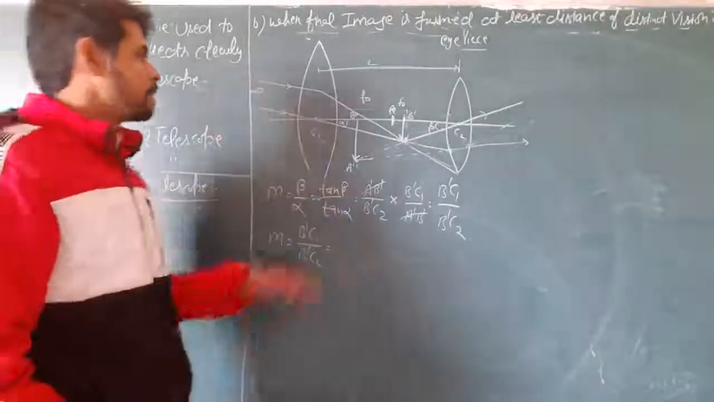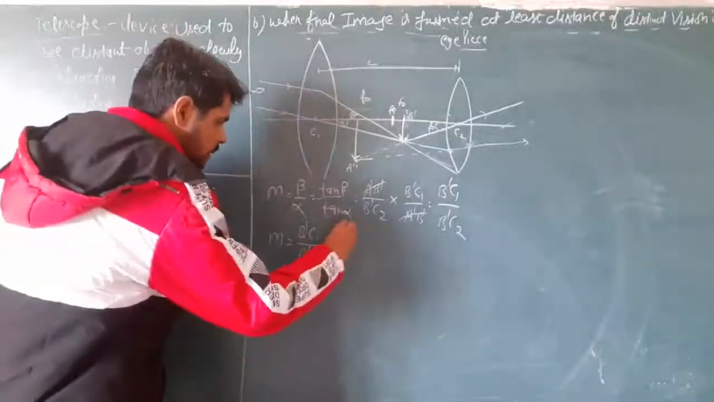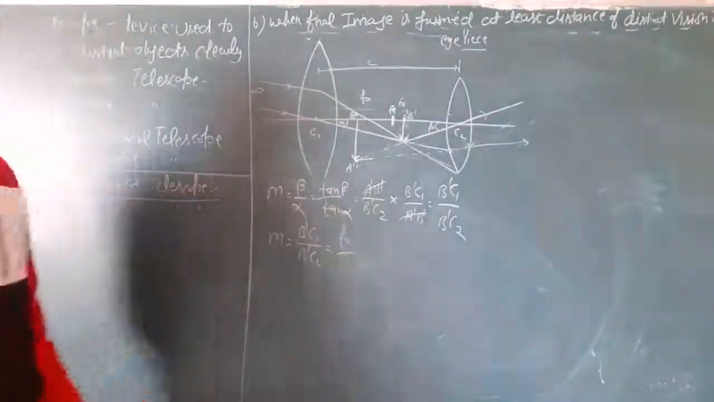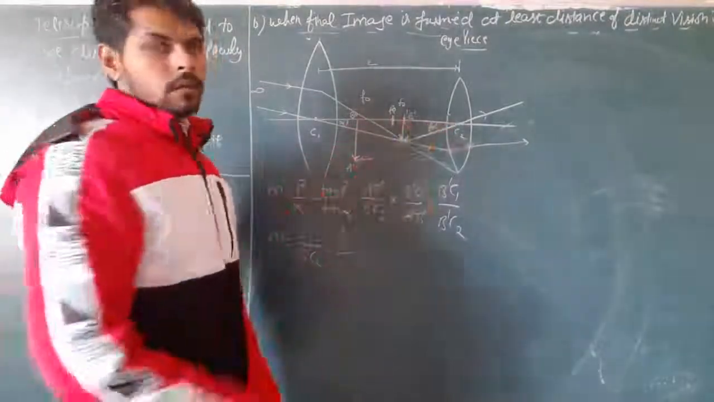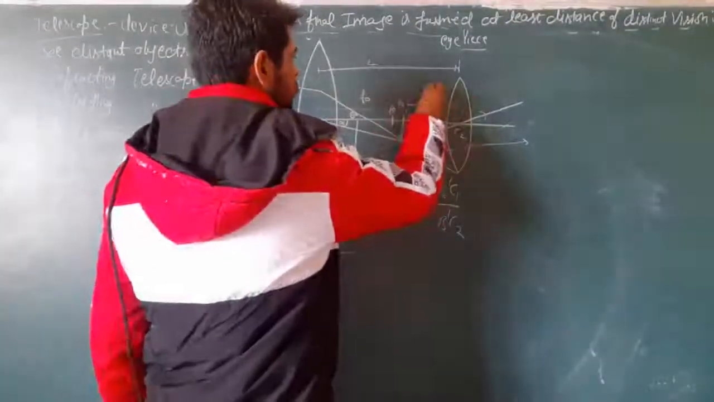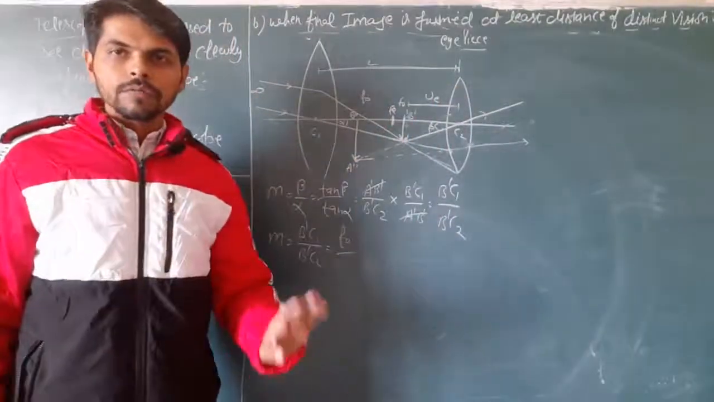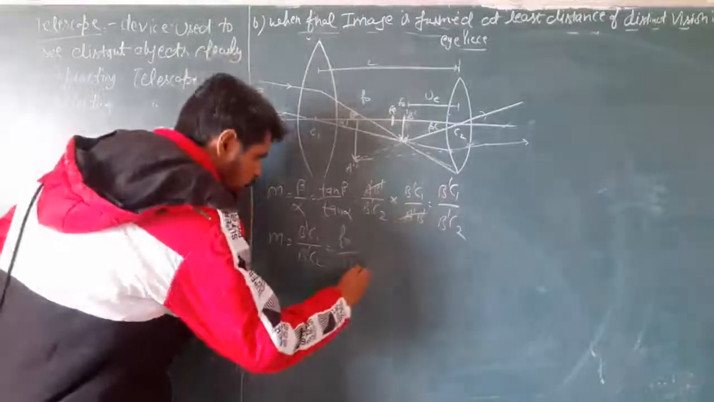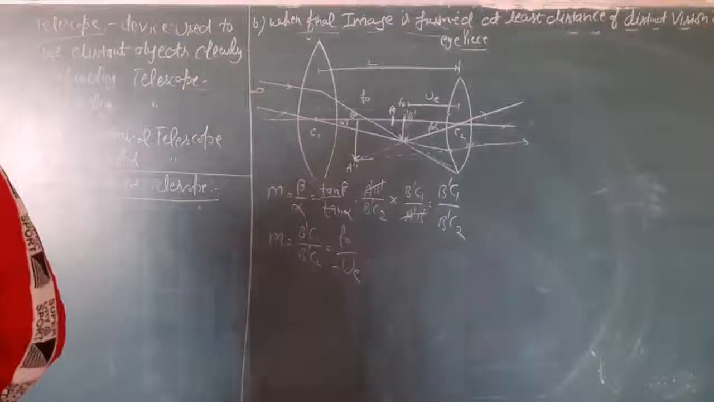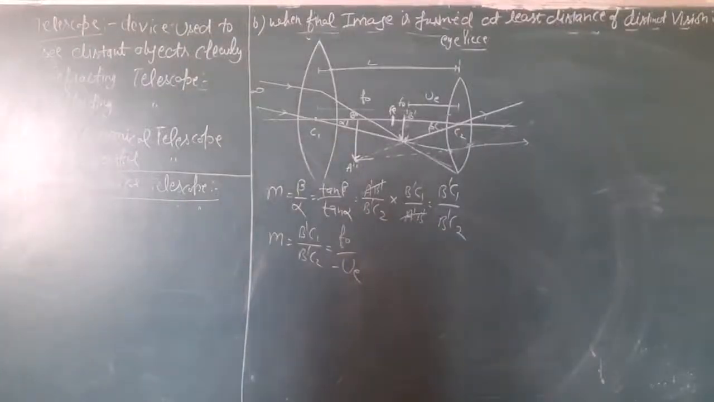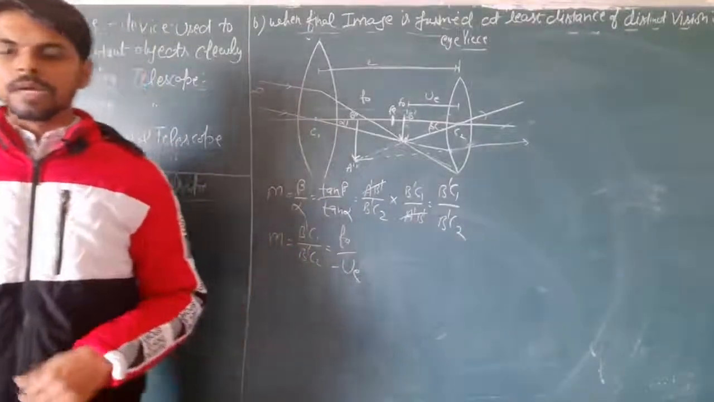What is B dash C1? This is the focal length of the objective lens, that is f0. And what is B dash C2? This is UE. UE means the object distance from the eye lens. So this is UE, and it will be negative. So the magnifying power of the astronomical telescope is f0 by minus UE.